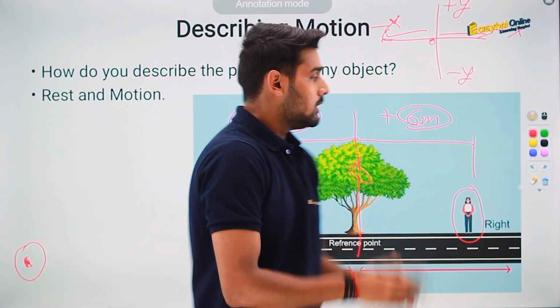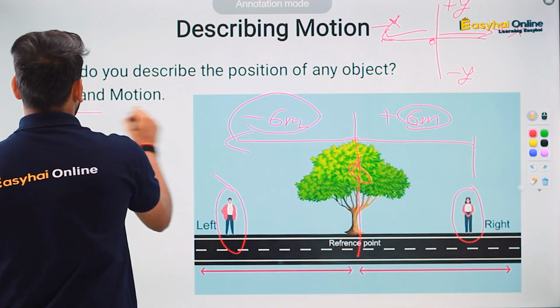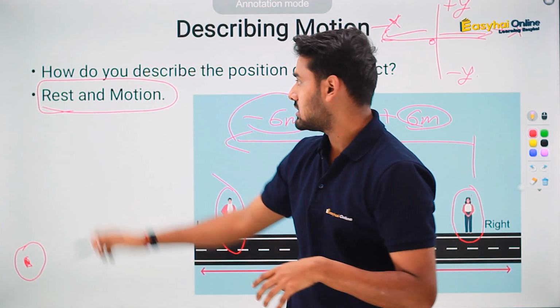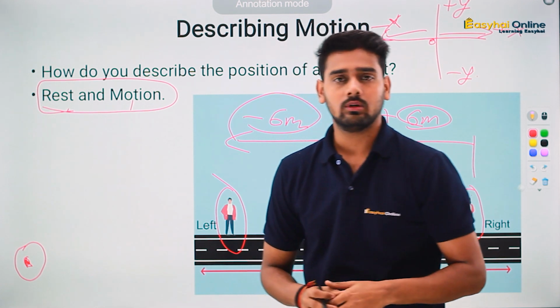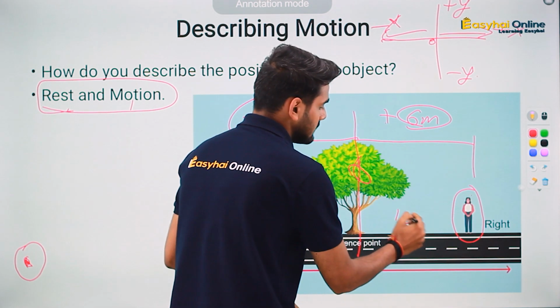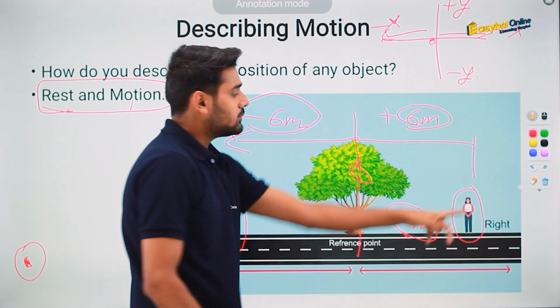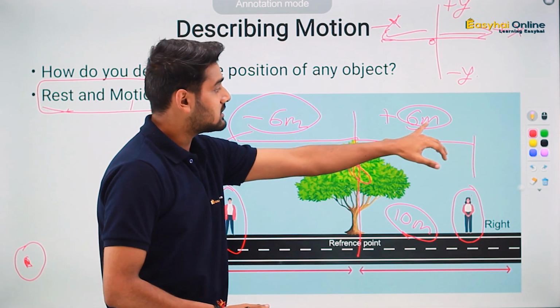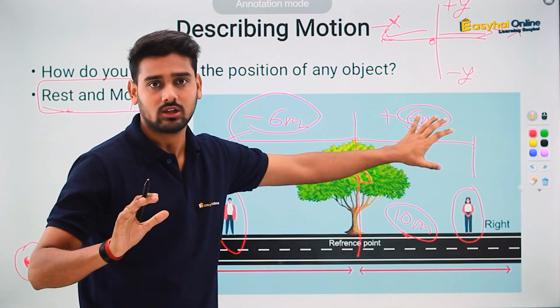Okay. Now the other important thing is there are two states of motion. We call these the states of motion, which are rest and motion. Now for example, here let's say that 10 minutes have passed and still the position of the girl did not change. That means from the reference point, this plus 6 meters is still the same, it did not change.